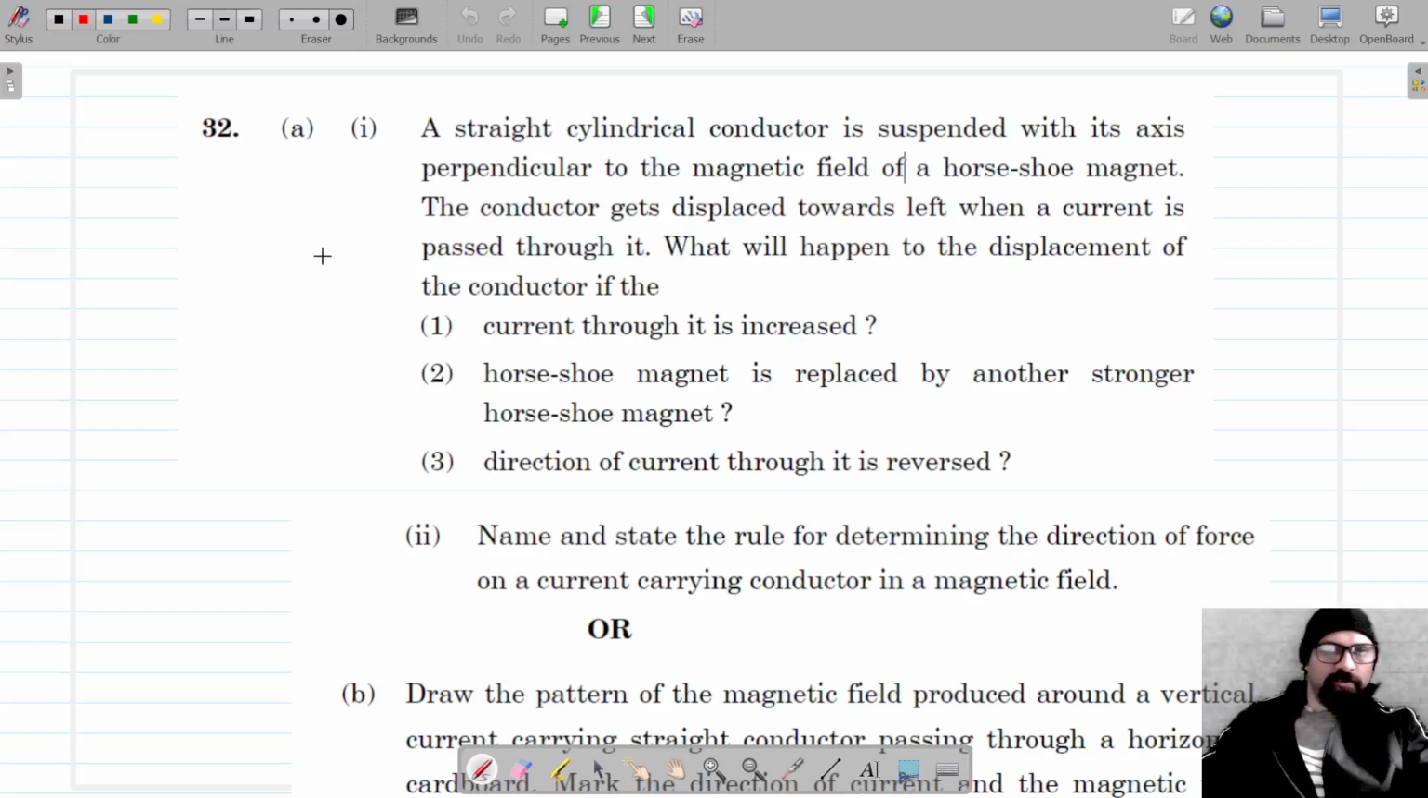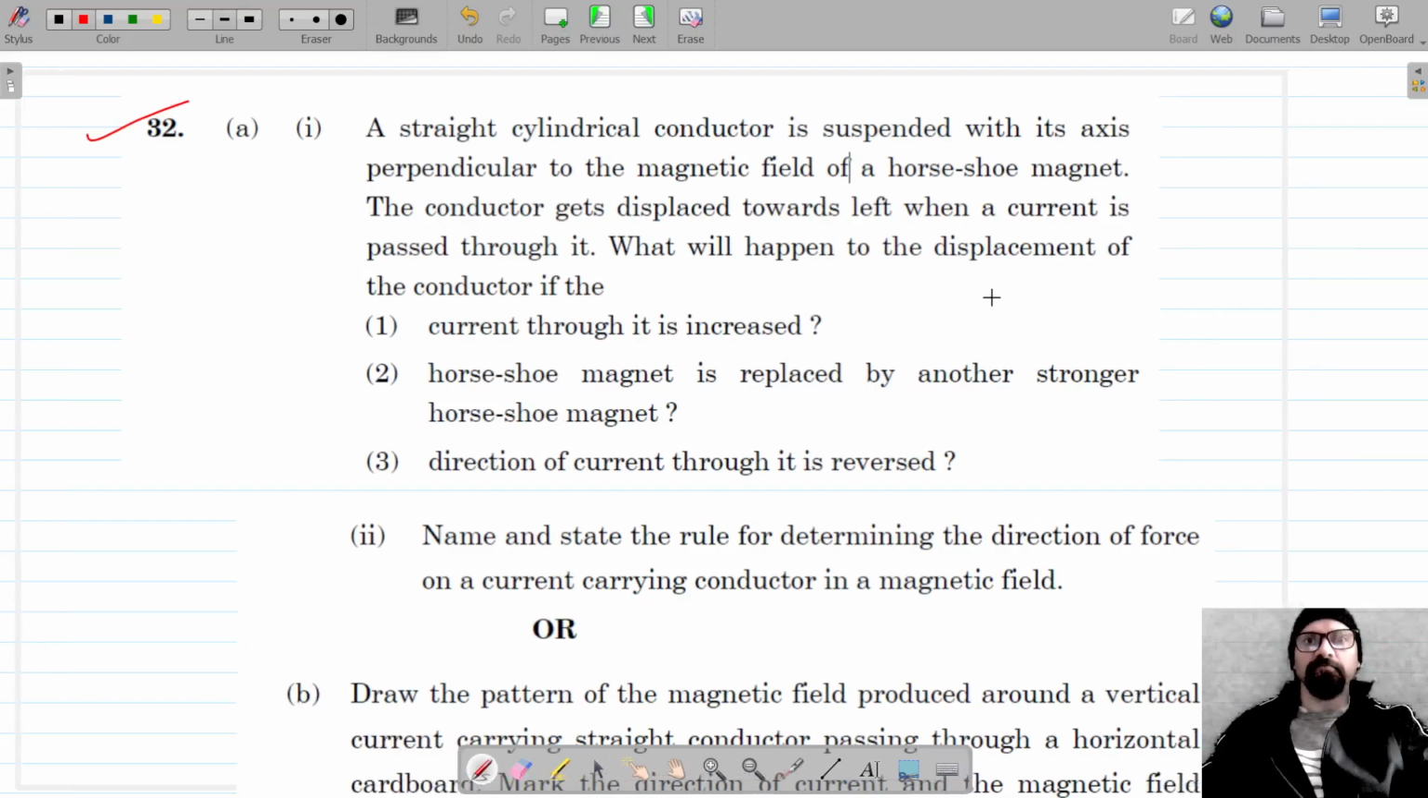For the next question, that is question number 32. A straight cylindrical conductor is suspended with its axis perpendicular to the magnetic field of a horseshoe magnet, and the conductor gets displaced towards left when a current is passed through it. What will happen to the displacement of the conductor if the current through it is increased?